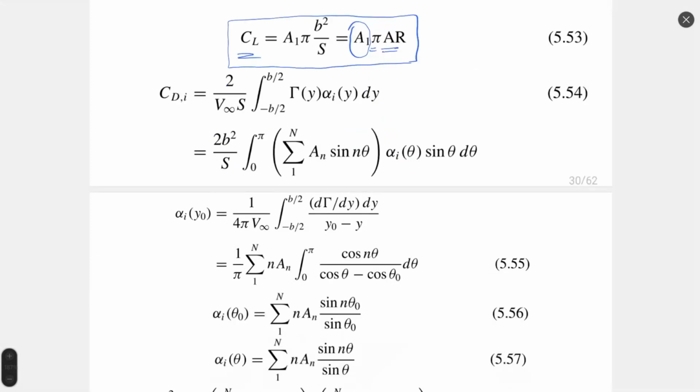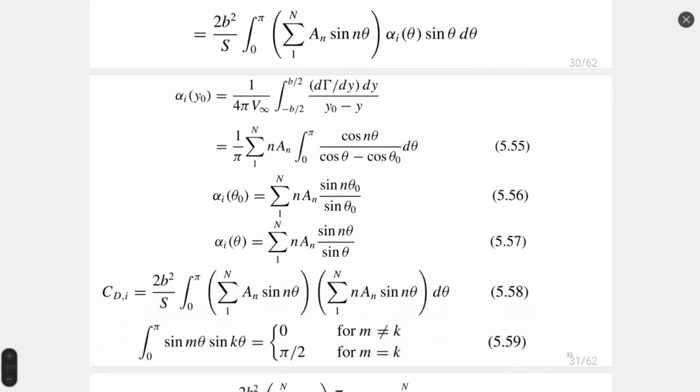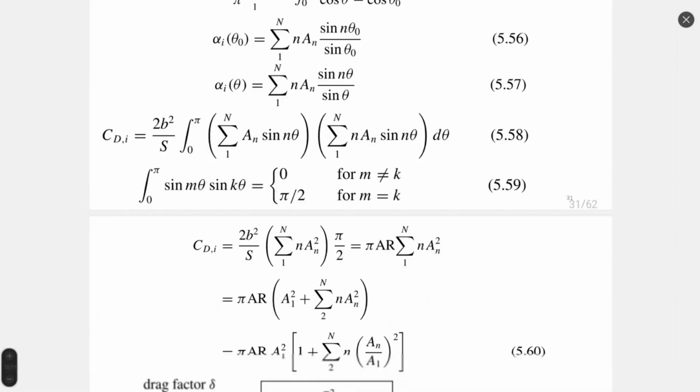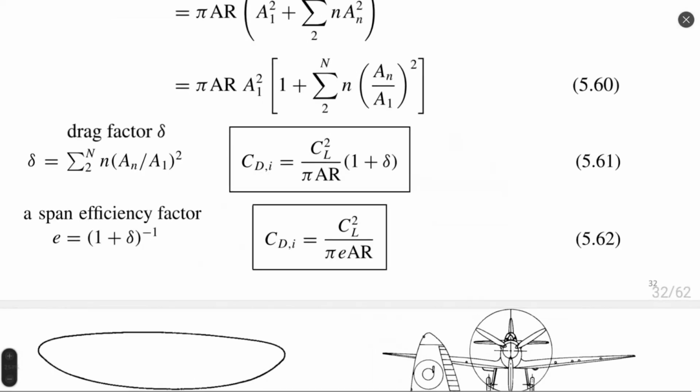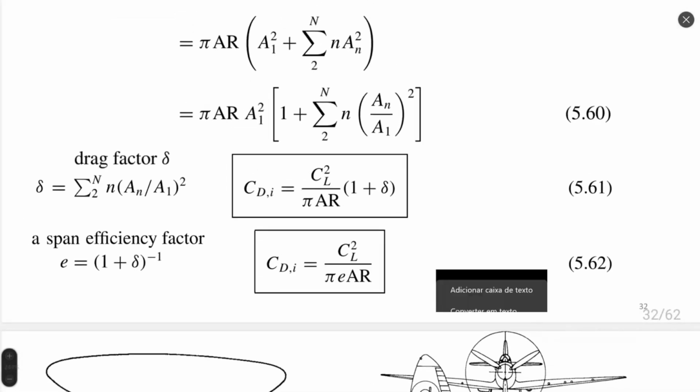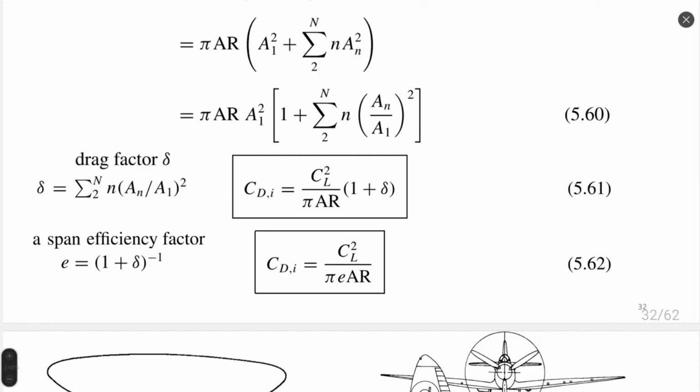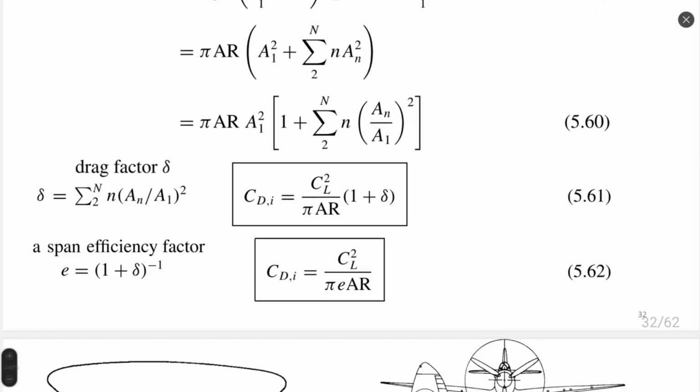In the same way, we can do the calculation for the induced drag coefficient. I will skip a lot because there are many mathematical transformations. I will just go to the final result here. Okay. There is a definition of the induced drag coefficient, as you can see in equation 61.